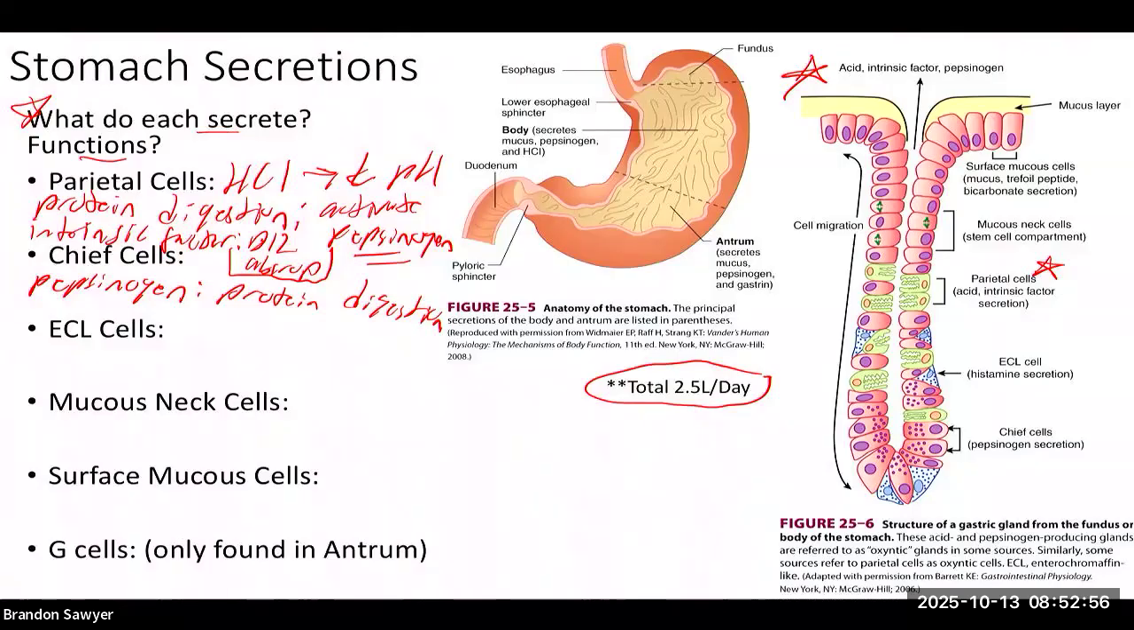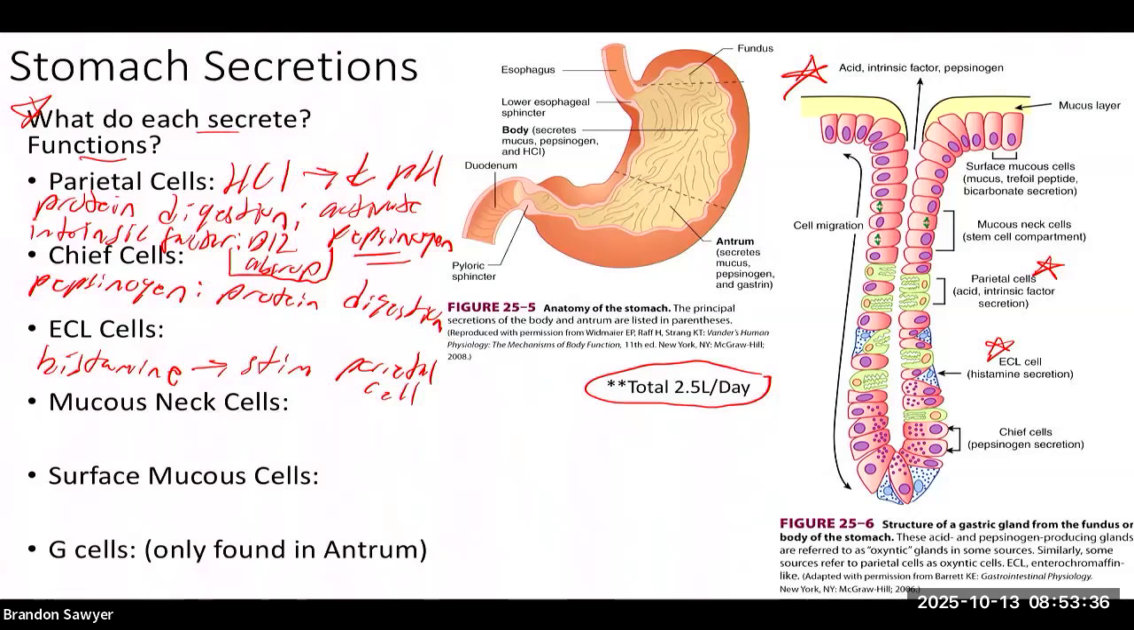So these ECL cells are called enterochromaffin-like cells. We see those here. We'll talk about enterochromaffin cells in a minute, but enterochromaffin-like cells kind of look like them, but they're not them. That's why they're named that. So these ECL cells release histamine, and the histamine is one of the primary stimuli for the parietal cells. So they stimulate the parietal cells to release hydrochloric acid.